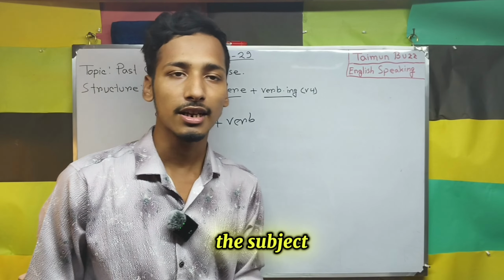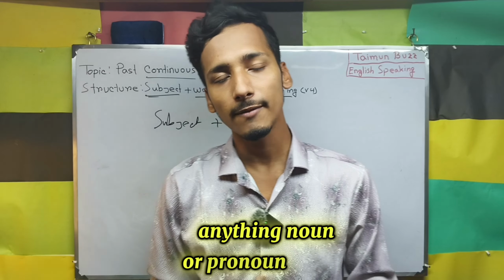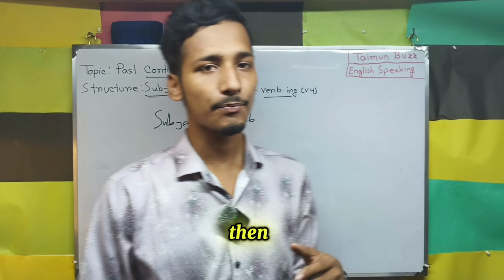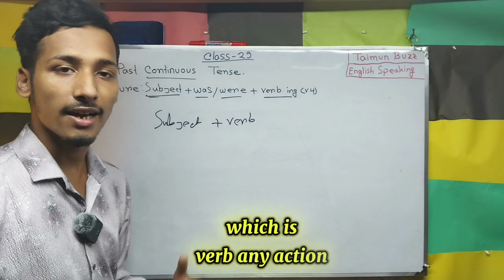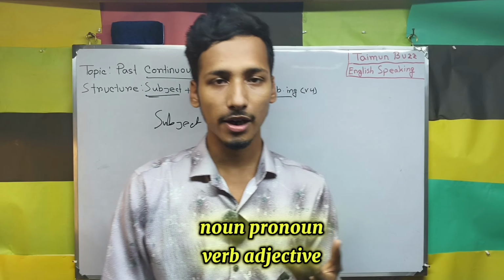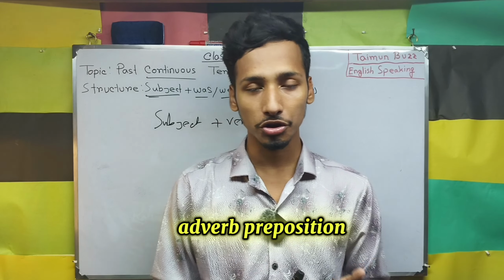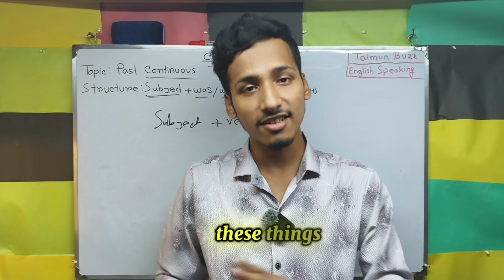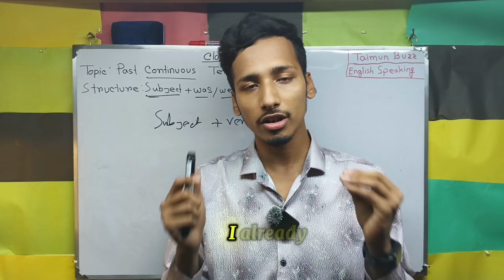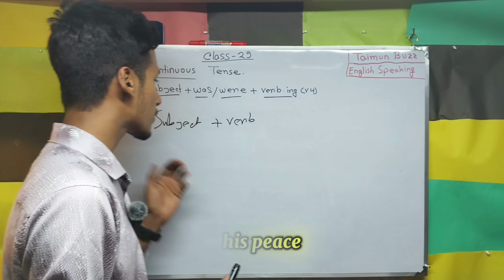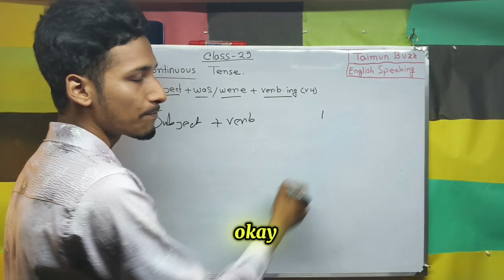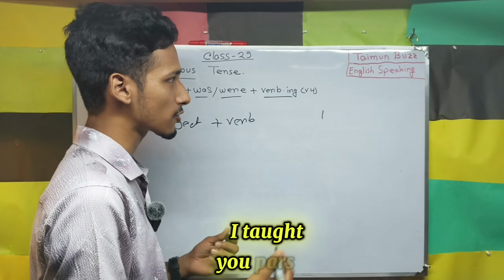So which is subject? Anything, noun or pronoun can be subject. First just remember these things, then you can take any verb. Which is verb? Any action can be a verb. Noun, pronoun, verb, adjective, adverb, preposition, conjunction, interjection. These things are called parts of speech, and the parts of speech I already taught you. Parts of speech are so easy, and I already taught you in my previous class.